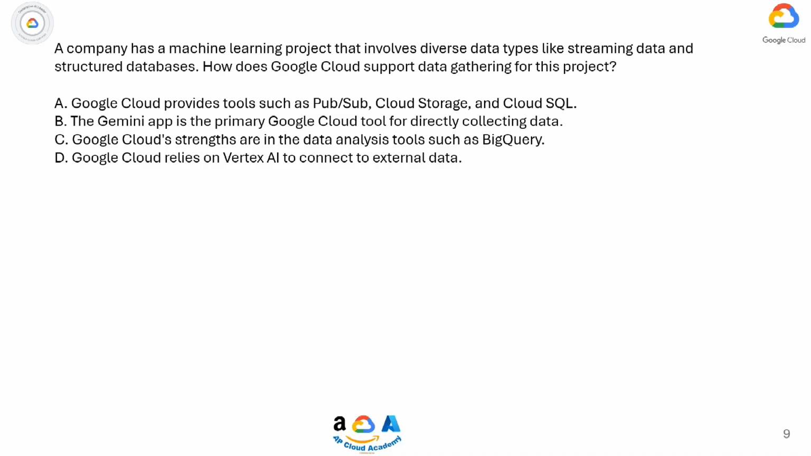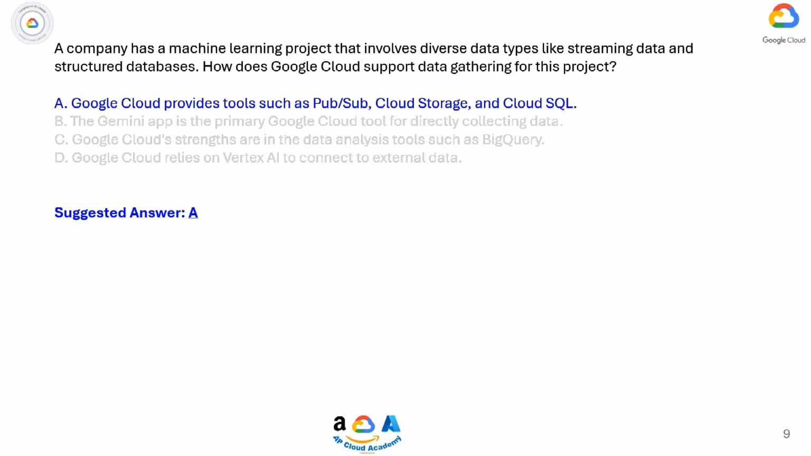B. The Gemini app is the primary Google Cloud tool for directly collecting data. C. Google Cloud's strengths are in the data analysis tools such as BigQuery. D. Google Cloud relies on Vertex AI to connect to external data. Suggested answer, A. Google Cloud provides tools such as Pub/Sub, Cloud Storage, and Cloud SQL.